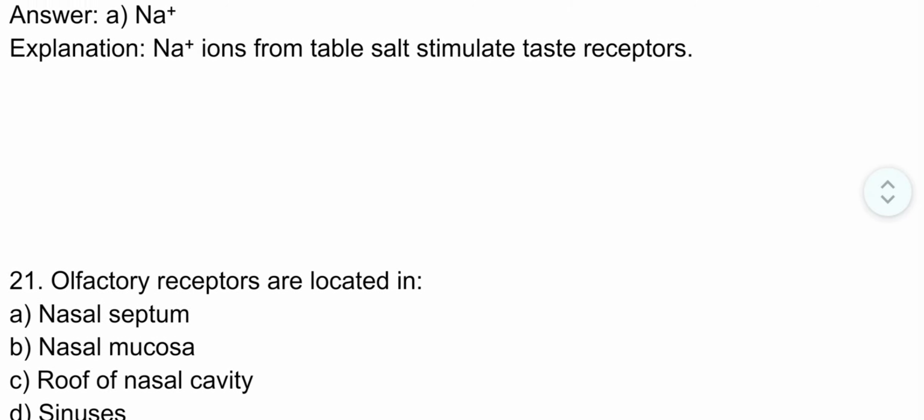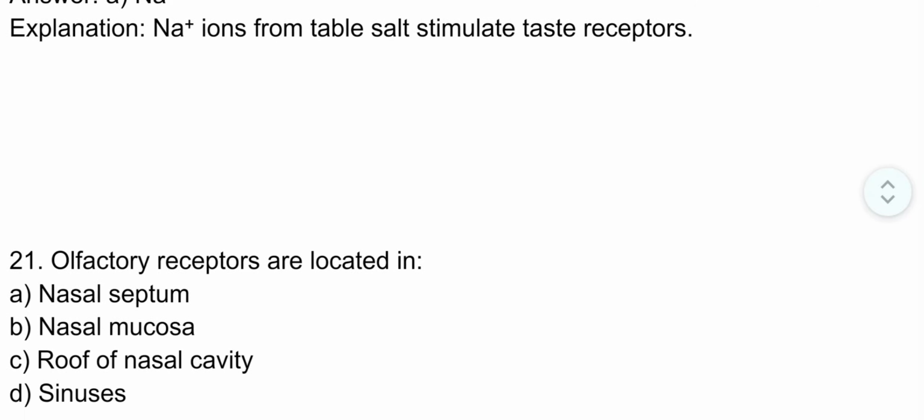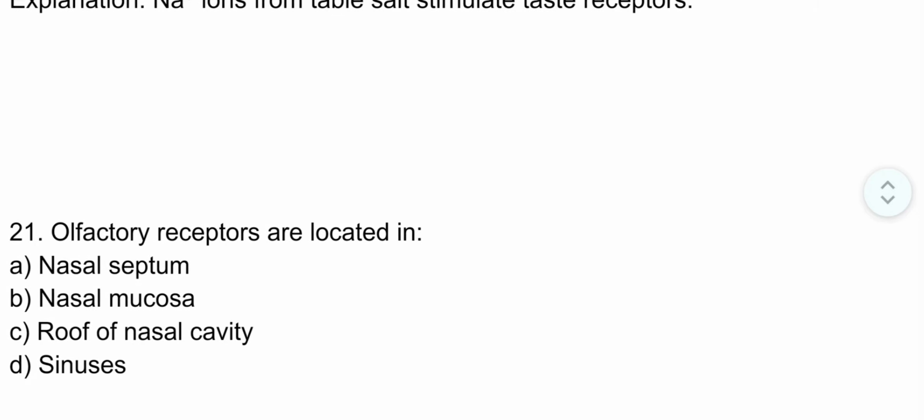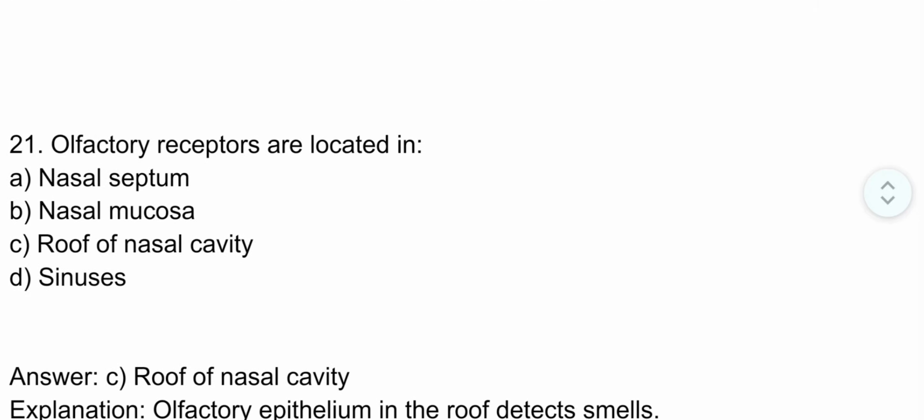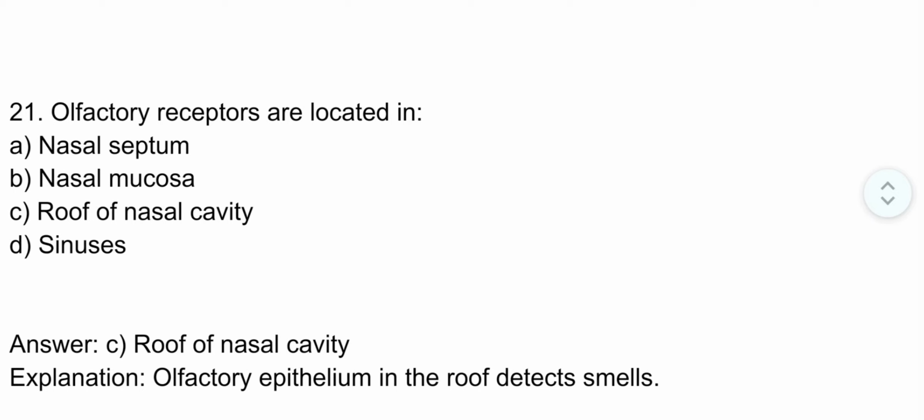Question number 21. Olfactory receptors are located in... The correct option is option C. Roof of nasal cavity. Olfactory epithelium in the roof detects smell.